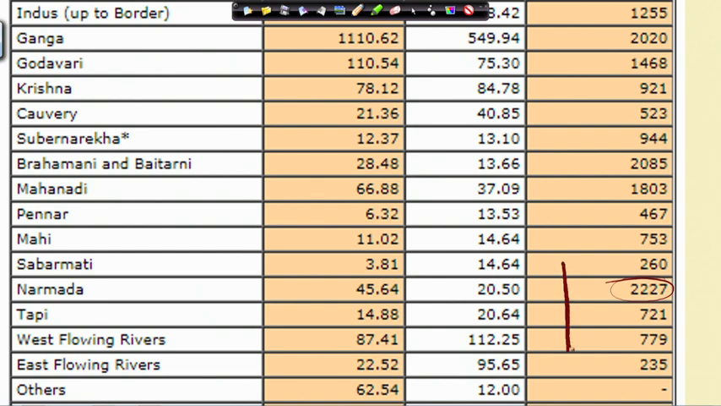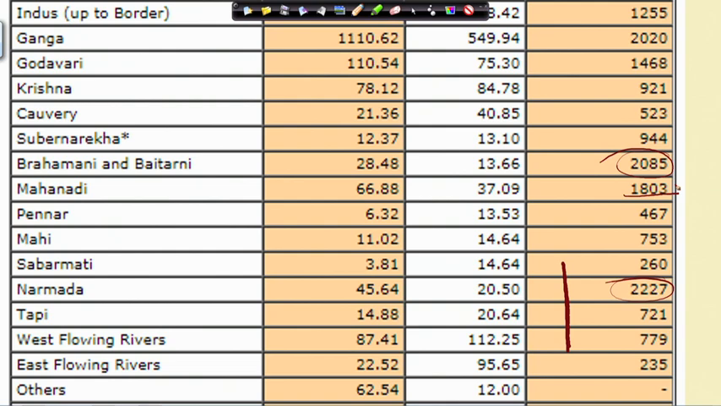Then other major ones are Baitarni and Brahmini rivers. Then of course, there is Ganga, as we told. The Subarnarekha has in the range of 1000, which is actually not only Subarnarekha, but includes a couple of other small rivers as well. Then we have Mahanadi of the order of 1800. Okay. So, there are rivers which have a significant amount of water storage on an average.